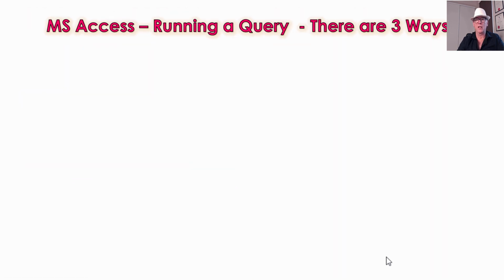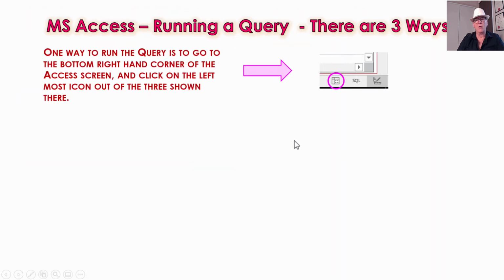Okay, so that's all worked out well. Now running a query, there's actually three ways. You can go down the bottom right-hand corner and click on this one here, which is datasheet view. This one over here with the pen writing on the page, that's design view. And SQL we're not going to look at, but you can use it. That's design view, that's actually datasheet view.